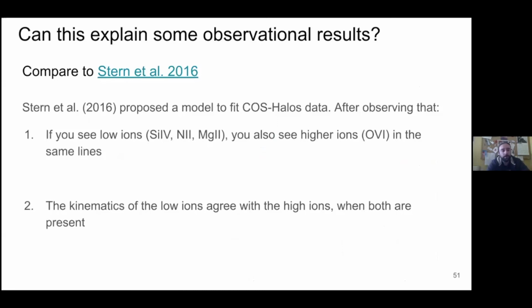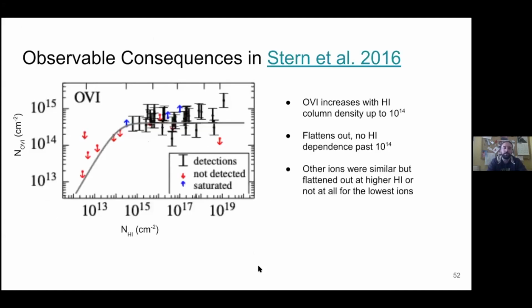So some observational results, or at least one observational result I want to talk about that this can help explain is from Stern 2016. What Stern 2016 noticed was that after observing, if you see low ions, they come with higher ions at the same time in the same lines, but the opposite was not true. Oxygen 6 could sometimes come without low ions. And the kinematics agree, so they're definitely in the same clouds when they're all present. And they tried to figure out what could cause this structure to happen.